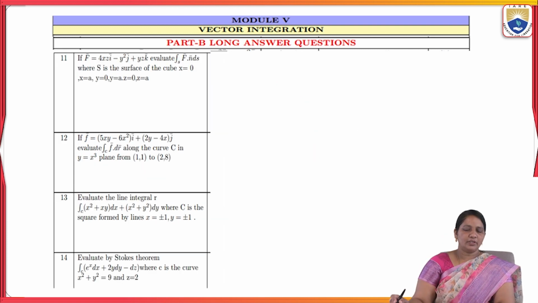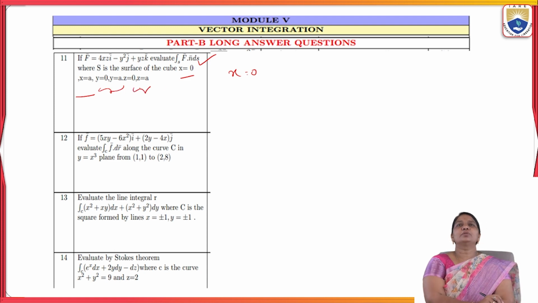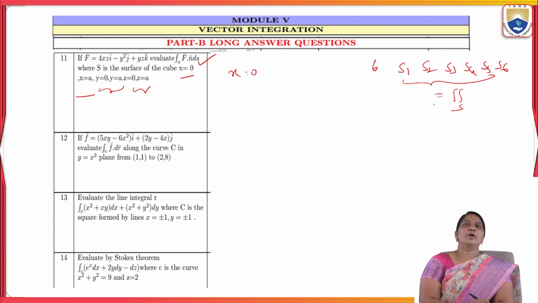See the 11th one, here we need to evaluate the surface integral by using the limits. They give x equal to 0 and x equal to a, y equal to 0 and a, z equal to 0 and a. So then we can calculate over the surfaces of the cube. So 6 faces will be got, S1, S2, S3, S4, S5 and S6. So we are adding together to get the total surface value of the cube.